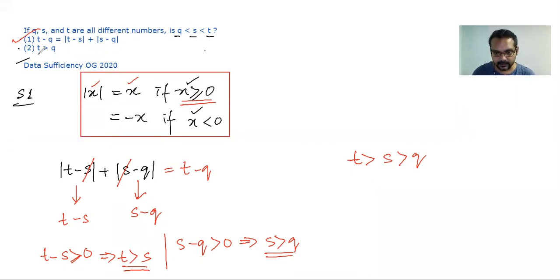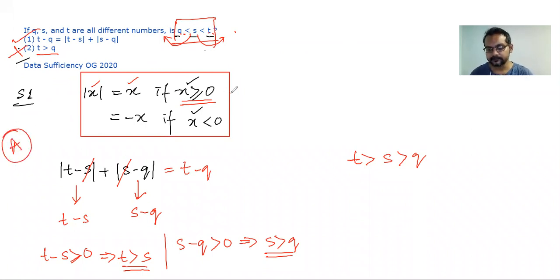Now, if you look at the second statement, clearly t is greater than q, so that's okay, but where is s? I need to check this. T is greater than q, s could be in front, so it could be s greater than t greater than q, I don't know. It could be s at the back, so t greater than q greater than s, no idea. So clearly 2 is not sufficient, so the answer is A. So this is one of the ways of solving this question, answer being option A.